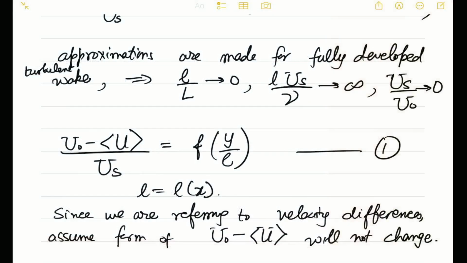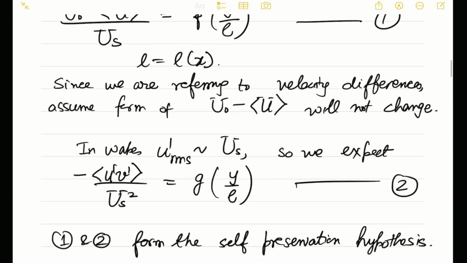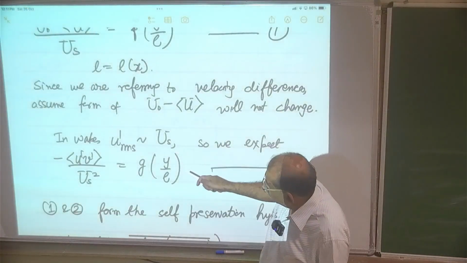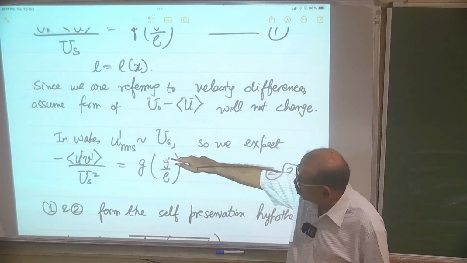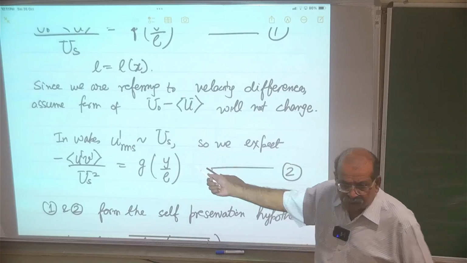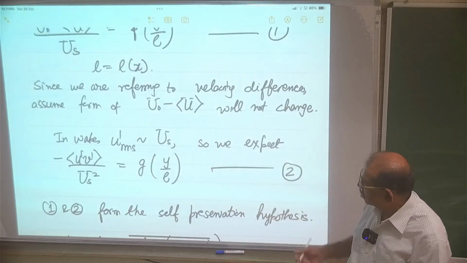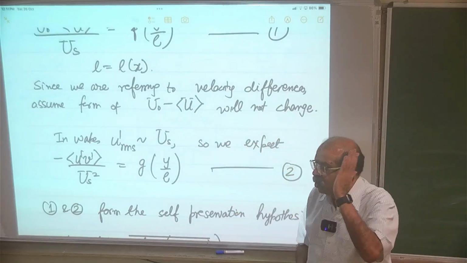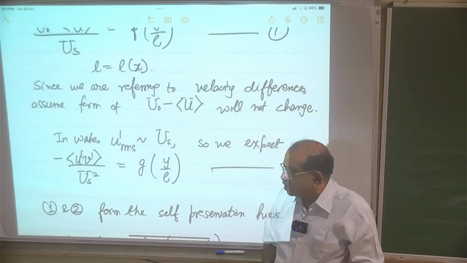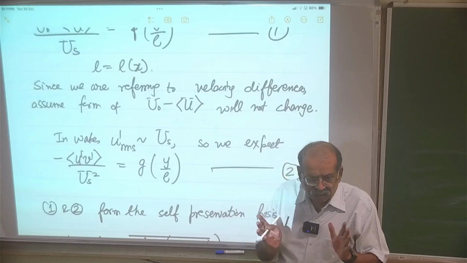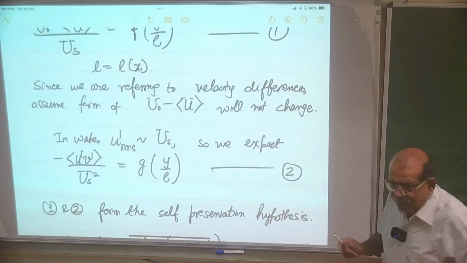So this was the self-preservation idea, and in our equation we also had u prime v prime. We would expect u prime v prime also to be self-similar. So u prime v prime divided by us square was written as another function of y by L. Wherever there is a g, think of it as the Reynolds stress, and f as the velocity defect. That is what f and g imply.